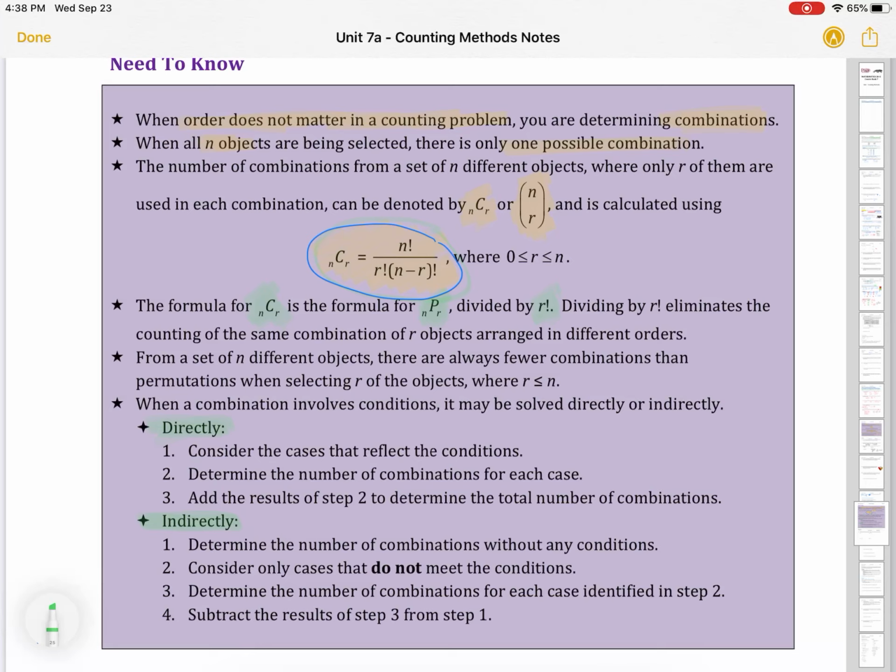Okay, so that's combinations. Very similar situation to permutations, but now we're dealing with no order, and you really are going to have to learn to determine the difference between each one. So you have to read your questions very carefully to tell, is this a combination or is this a permutation? So you have to ask that question: does order matter, or is it just a group?